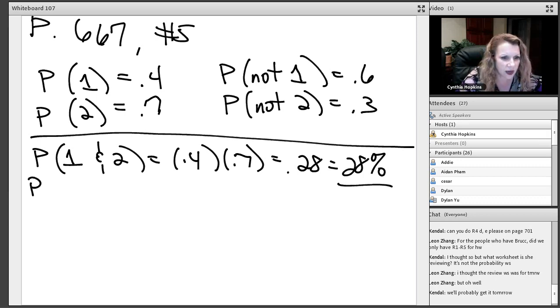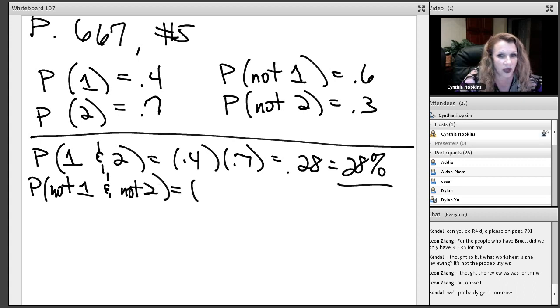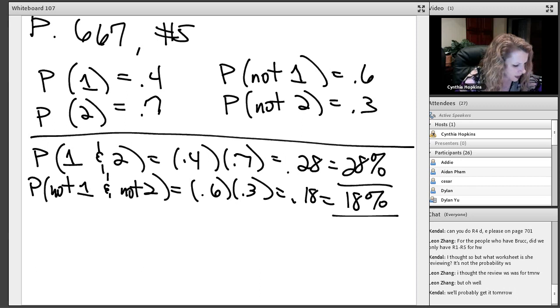Neither light, so that means the probability of not getting stopped at 1 and not getting stopped at 2. So now I'm going to multiply the not values. So 0.6 times 0.3 is 0.18 or 18%. Okay, that was B.